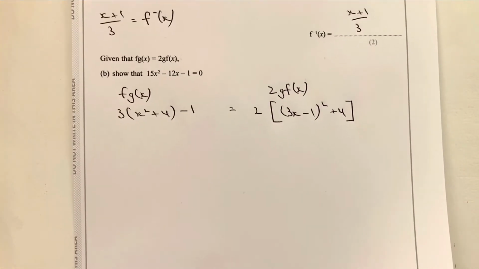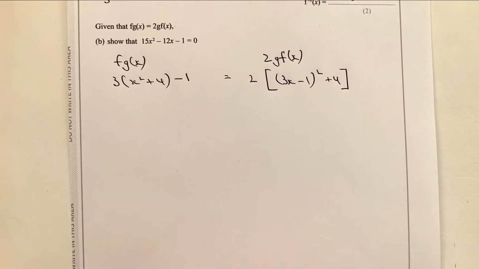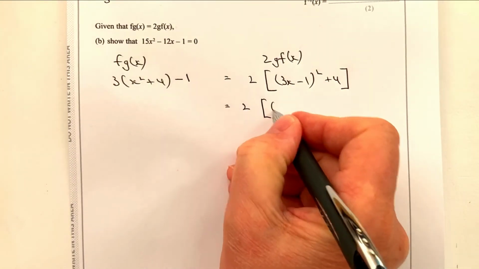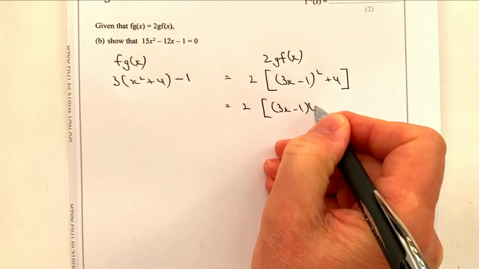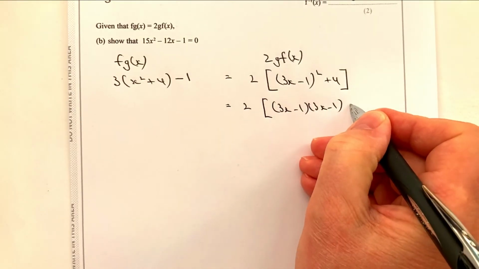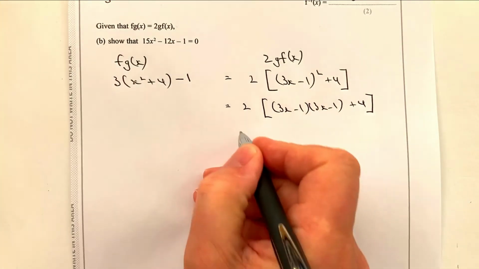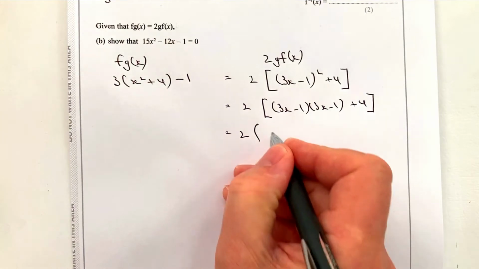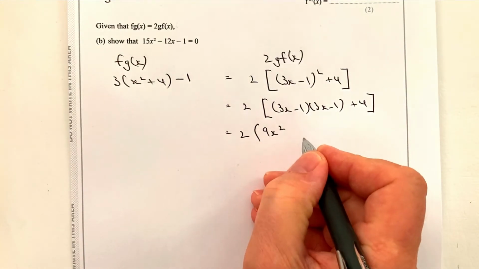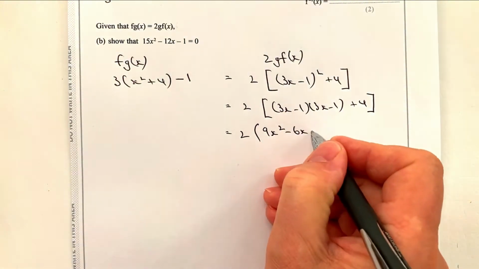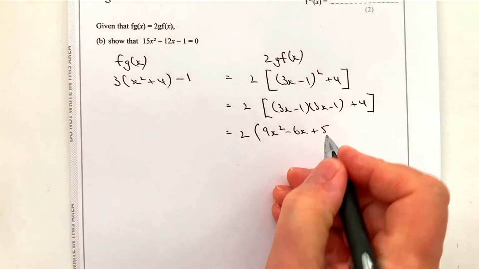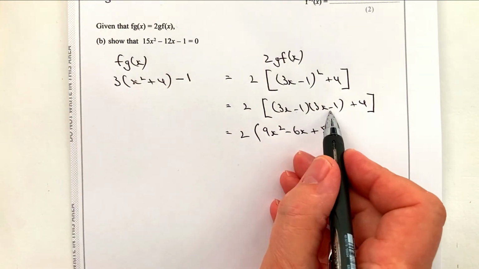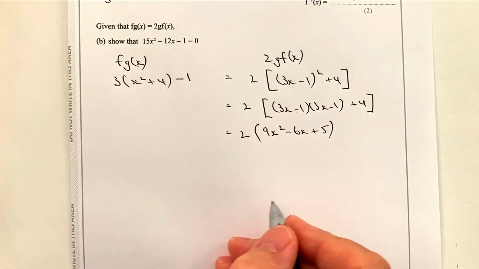So let's expand that and see where we get to. Okay, a little bit tricky, but we should be okay with this. We've got 2 brackets, and then I've got 3x minus 1 multiplied by 3x minus 1 plus 4, which is going to be equal to 2, and that times that is going to be 9x squared minus 6x plus 5, because I've got plus 1, so minus 1 times minus 1 is 1, and then plus 4 at the end is going to give me plus 5.